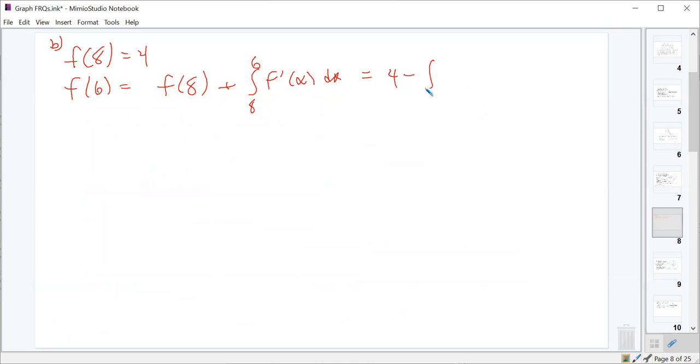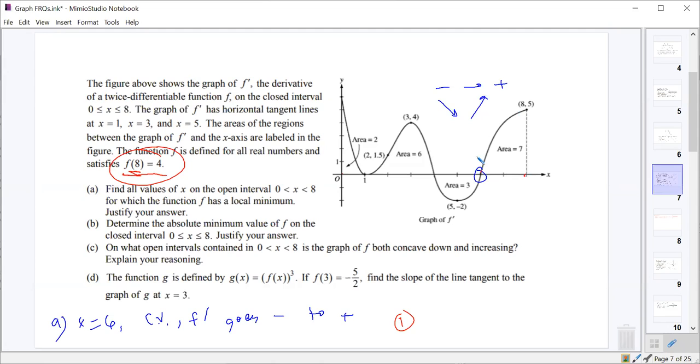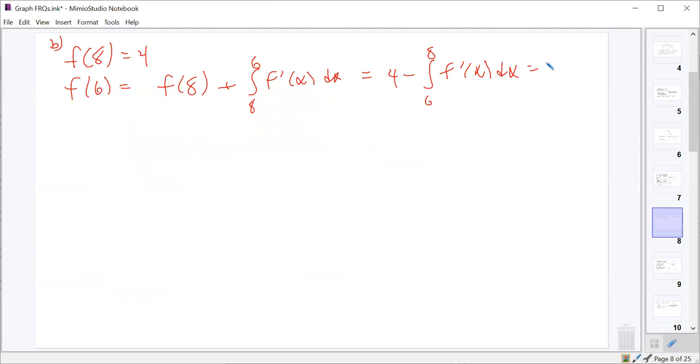This becomes minus the integral from 6 to 8 of f prime of x dx. And so the integral from 6 to 8 is 7. So this becomes 4 minus 7, or negative 3. So clearly that's less than it was at 4, which makes sense since it was a local minimum.